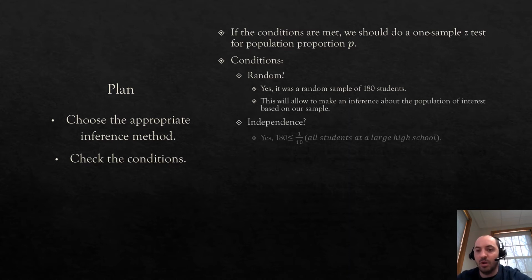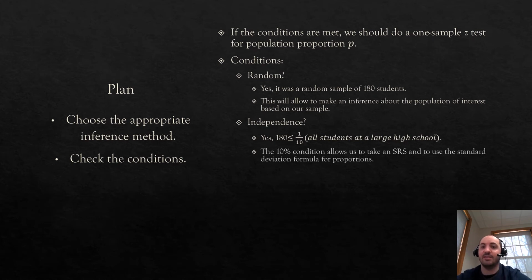Independence. Well, typically with a simple random sample, you're going to use the 10% condition. If you have a large high school, 180 students is going to be less than 10% of students at your school, so it will be fine. And that's what's going to say taking a simple random sample is fine, so it still counts as independent, or essentially independent, and it allows us to also know what standard deviation formula we can use.